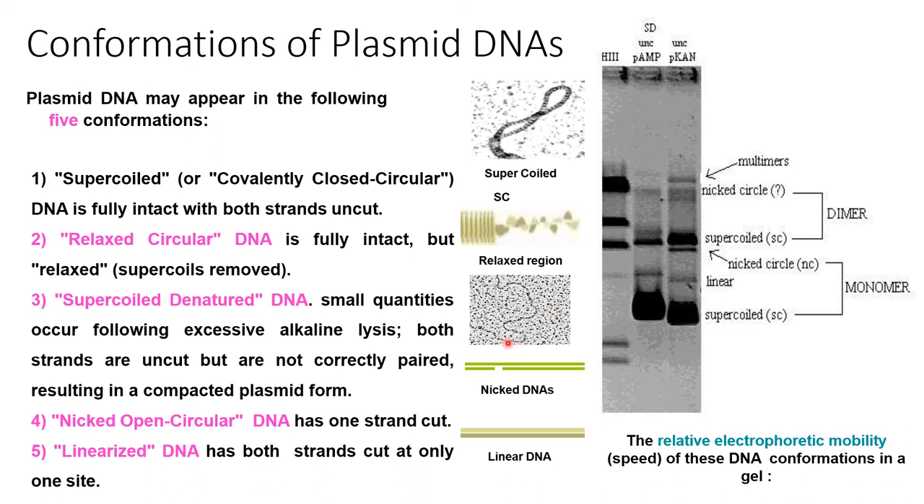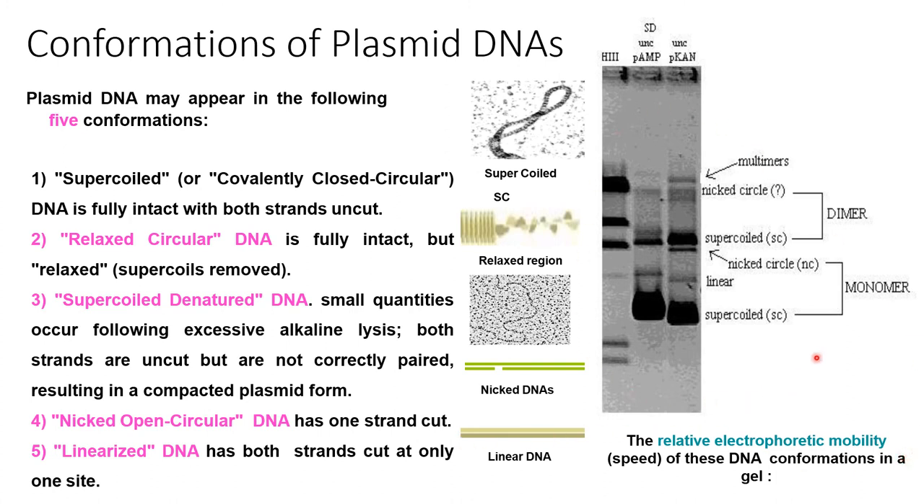The supercoiling is removed. Whereas in case of supercoiled denatured DNA, a small quantity occurs following excessive alkaline lysis. Both strands are uncut but are not correctly paired, resulting in a compacted plasmid form. In case of nicked DNA, nicked open circular DNA has one strand cut, whereas linear DNA has both the strands cut at only one site.